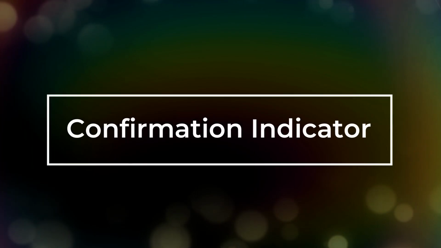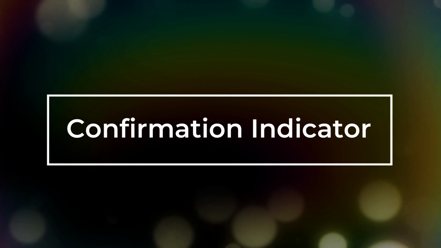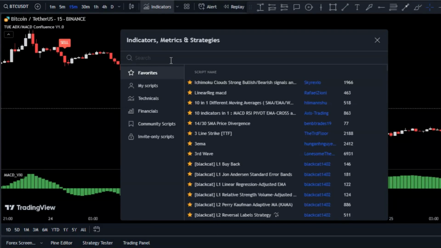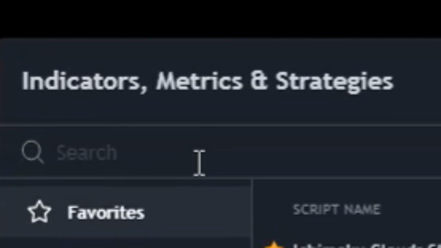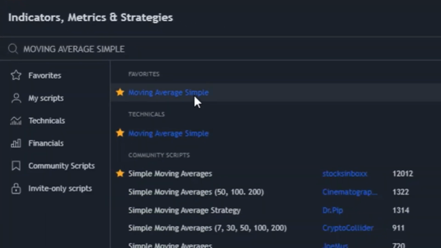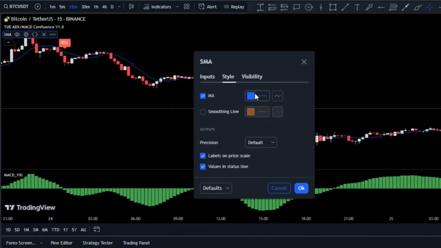Now moving on to the next step. In order to transform this strategy into a robust one with a high success rate, let's add the simple moving average indicator to the chart. Once the SMA is added, adjust its settings according to the steps shown in the video.